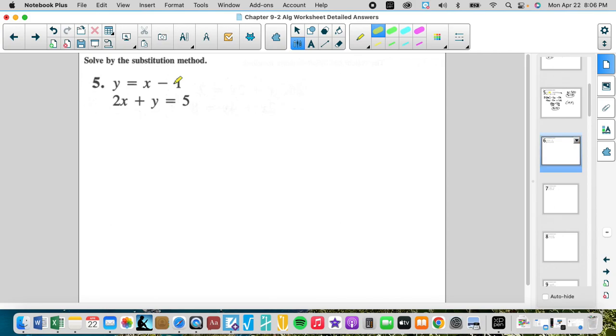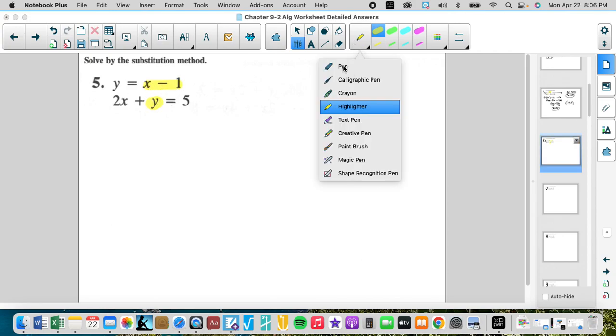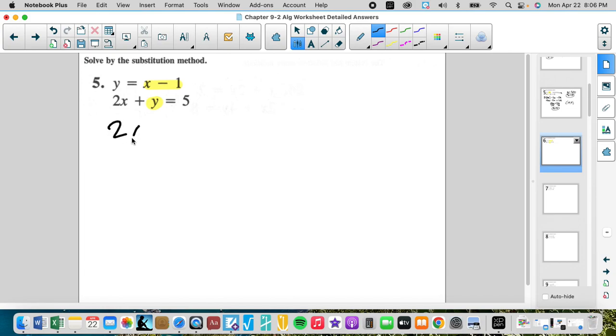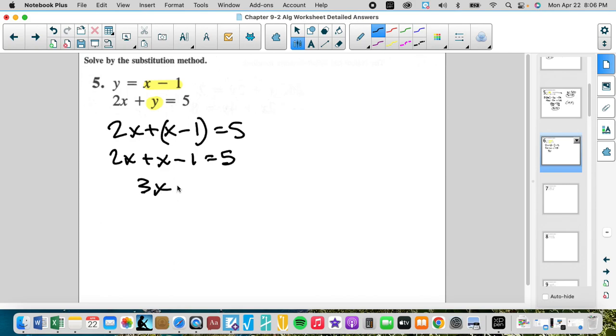It's isolated, and where I see y, I'm going to put everything that y equals. So 2x plus my y value, which is x minus 1. We don't need a quantity. You could write a quantity if you want. You just need to write one more line. We would distribute that positive, and we know that distributing a positive doesn't change any of the values inside the parentheses. You get 3x minus 1 equals 5.